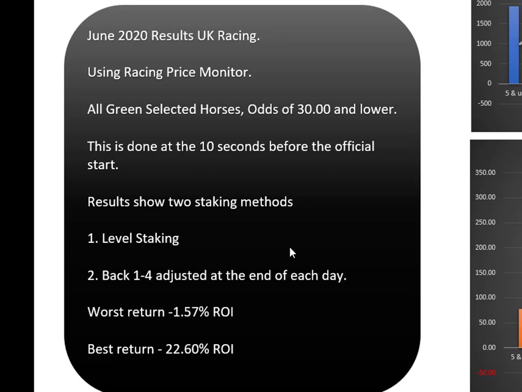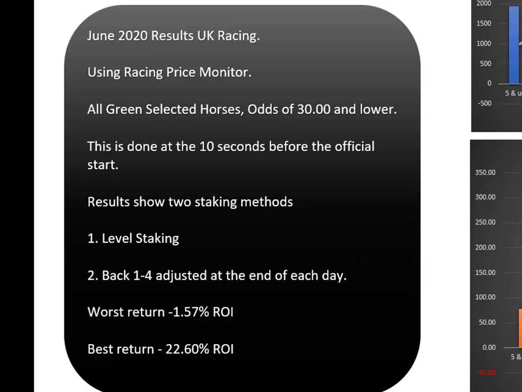Then at the end of the day we see, did we make a profit? If we did, then the 2nd of June just starts at £1 again, but if we didn't, on the 2nd of June all the bets would be at £2 until the end of racing that day, and then we would readjust. The worst return we got for June racing was we lost 1.57% return on investment, and the best return was the one with the least bets, which made 22.6% return on investment, and we'll discuss that as we go through.